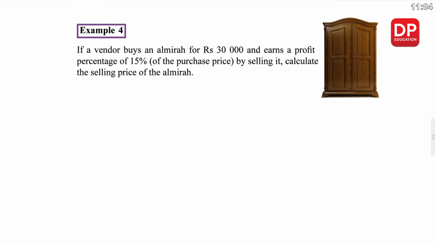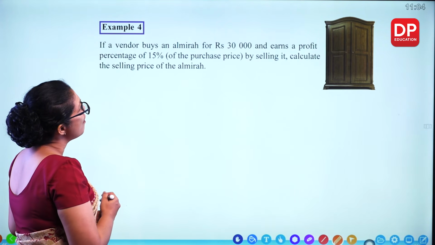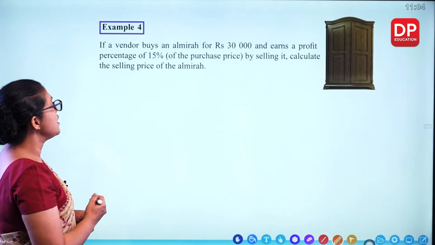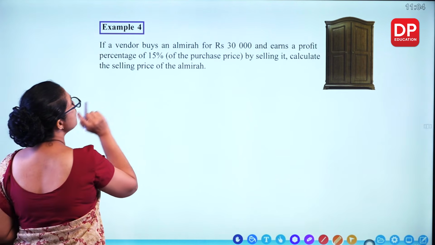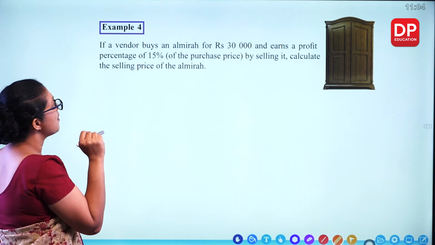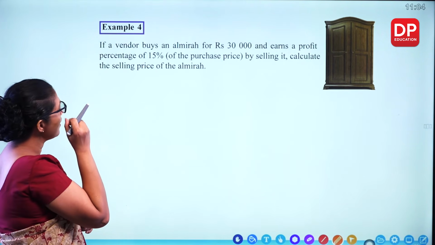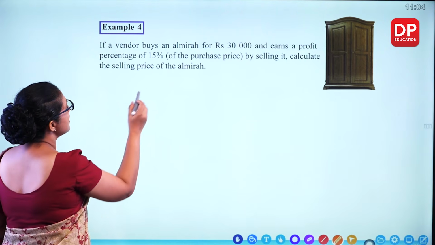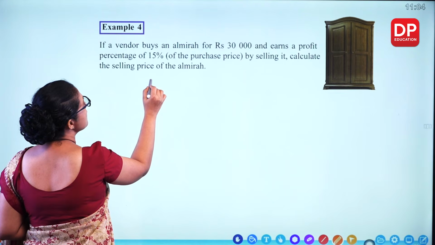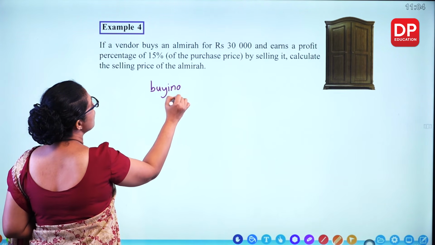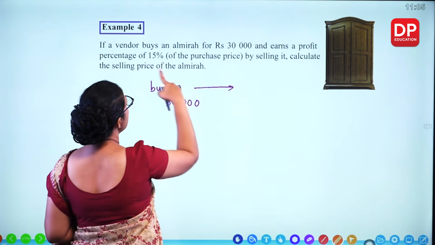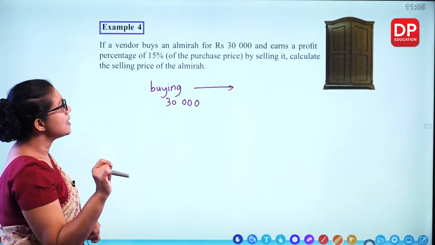Example number 4. If a vendor buys an Almirah for 30,000 and earns a profit percentage of 15%. So profit percentage is given 15% of the purchase price. By selling it, calculate the selling price of the Almirah. Now we find out, 30,000 is the buying price. So buying for 30,000 rupees, and we need to find out selling price with a 15% profit.